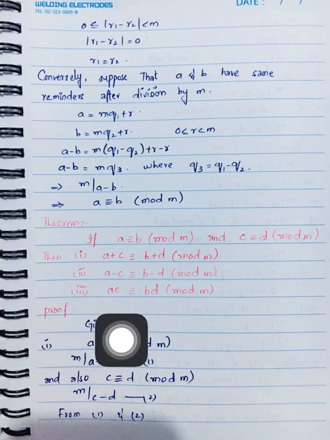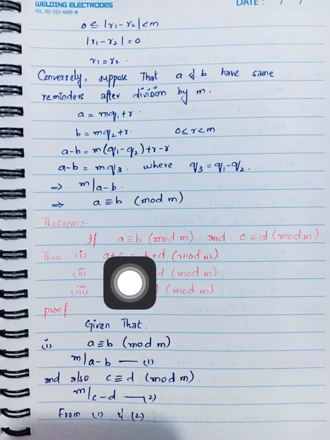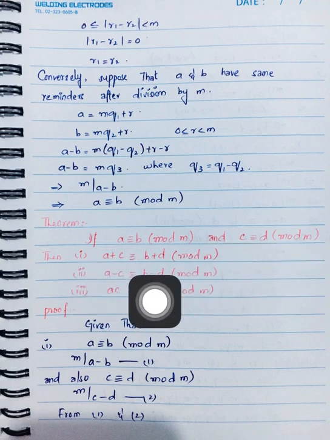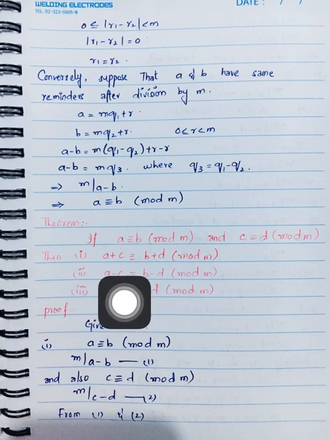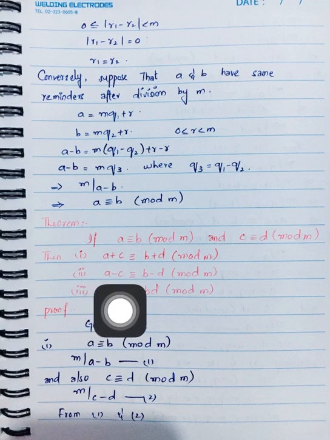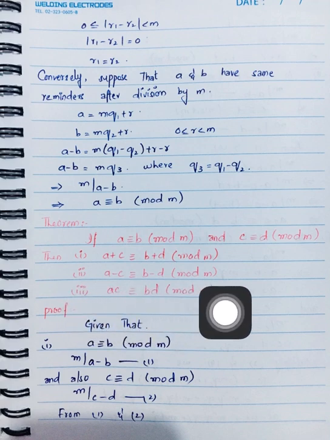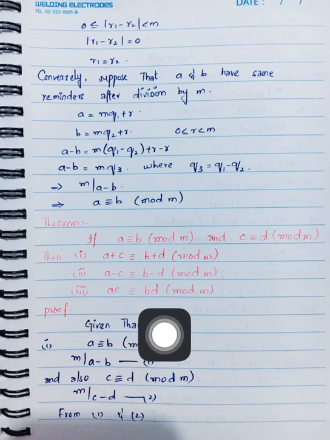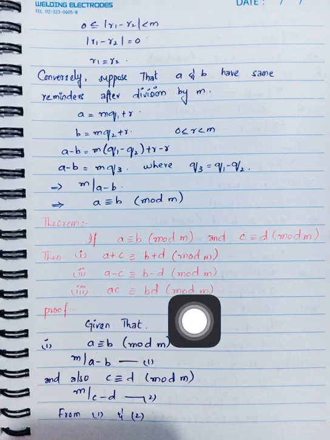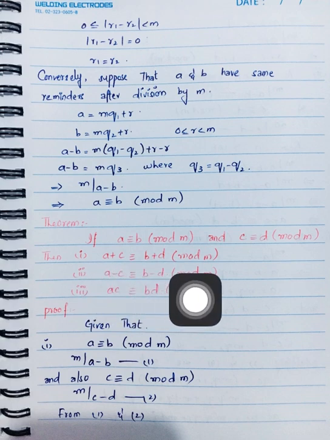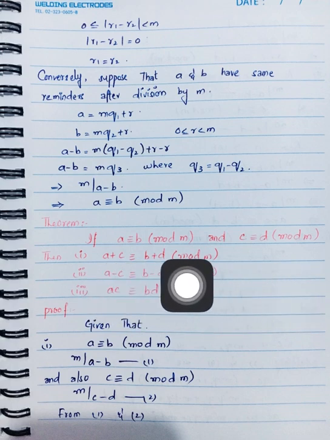Now further is the third theorem, that if A is congruent to B modulo M and C is congruent to D modulo M, then we have to prove that A plus C is congruent to B plus D modulo M, A minus C is congruent to B minus D modulo M, and AC is congruent to BD modulo M. So for the first step, when A plus C is congruent to B plus D modulo M, I am going to solve this first step.